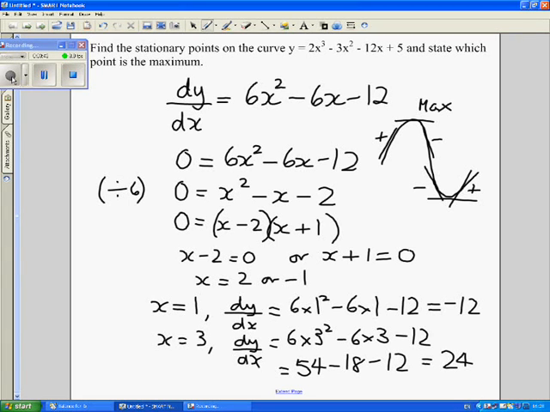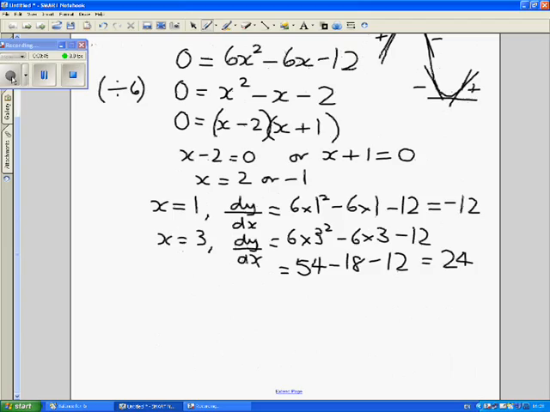We are going from negative to positive, so we can now deduce that x equals 2 is a minimum. So the other value must be the maximum. We've now solved the problem.